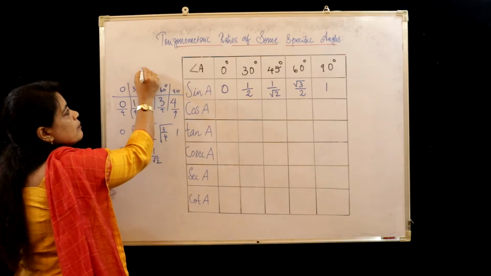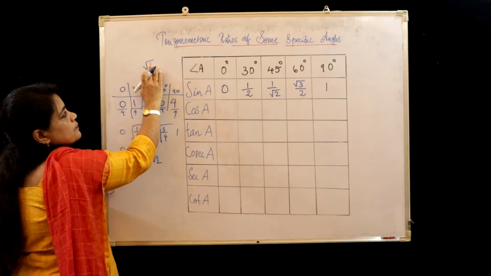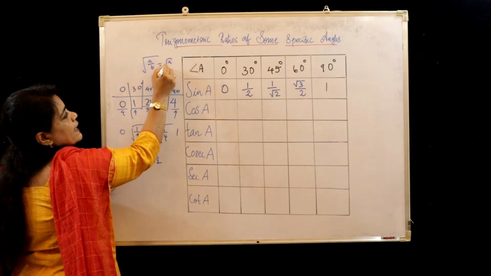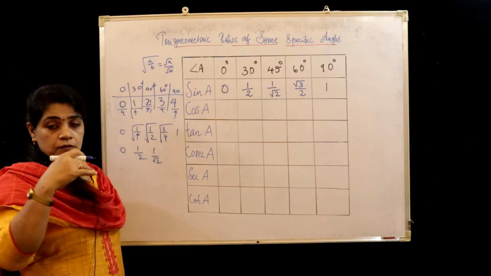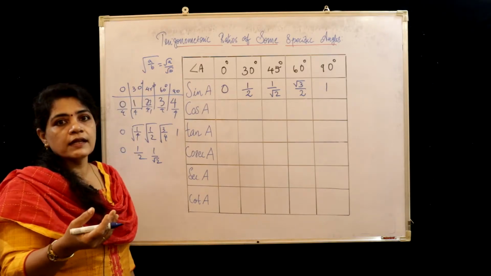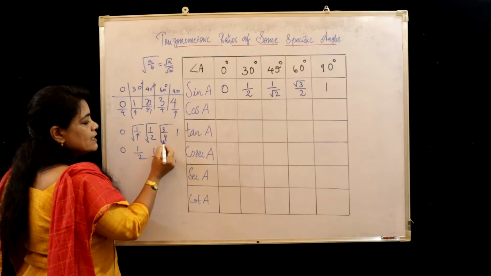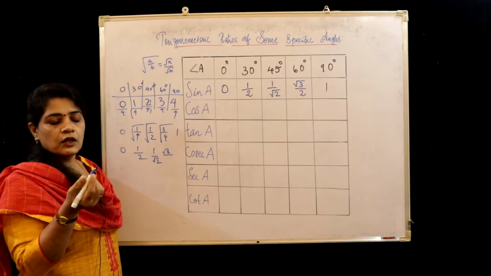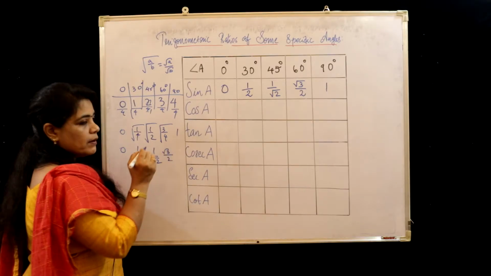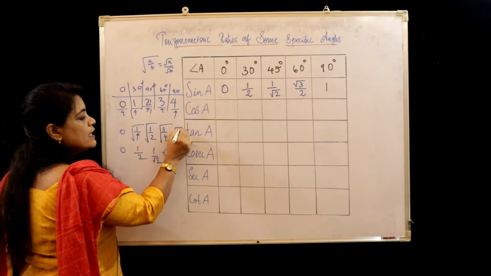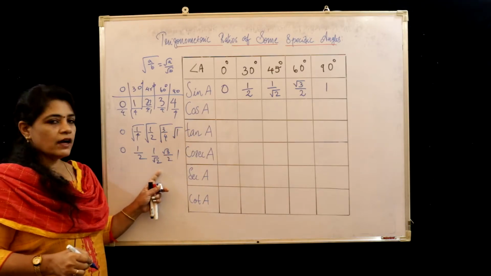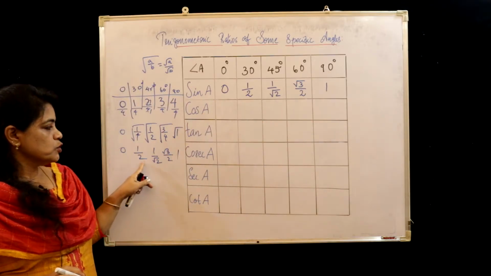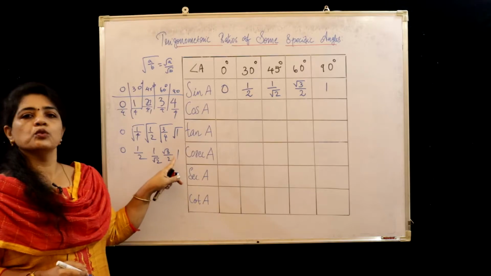So children, what is the root of a by b? Root of a by b is equal to root a divided by root b. I am splitting that square root for both the numerator and the denominator. Hence, it takes root 3 divided by root 4 in the denominator, and that is 2. So root 3 by 2, and root of 1 is 1 itself. These are the values we got in the first row. Is it clear, children? 0, 1 by 2, 1 by root 2, root 3 by 2, 1.